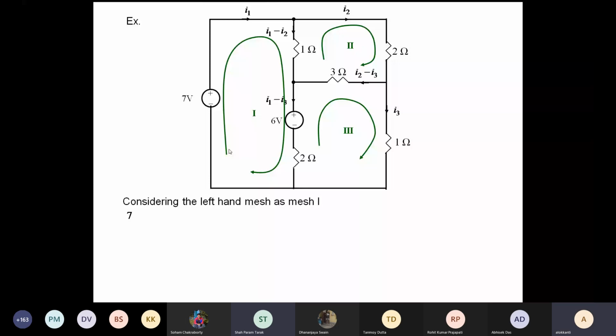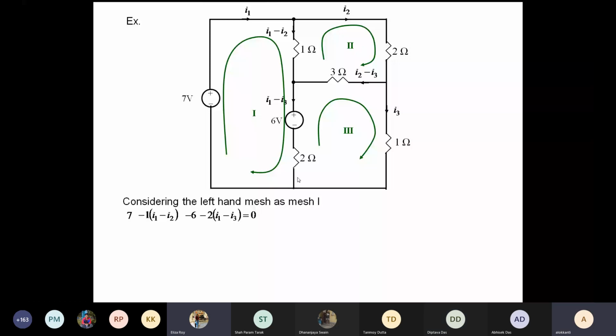So considering the left hand mesh, your equation will be: from the 7-volt battery, there is a voltage rise. Then through the 1 ohm resistance, there is a voltage drop, so minus 1 into (I1 minus I2). Then through the 6-volt battery, there is a potential drop, minus 6. And then a potential drop, minus 2 into (I1 minus I3).